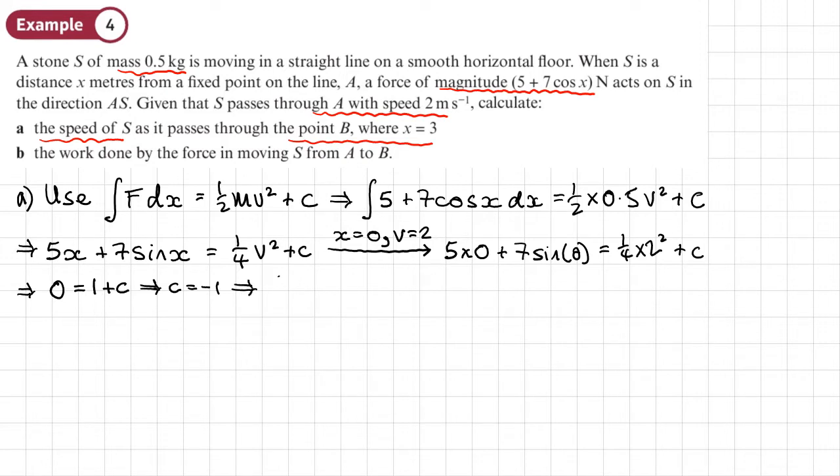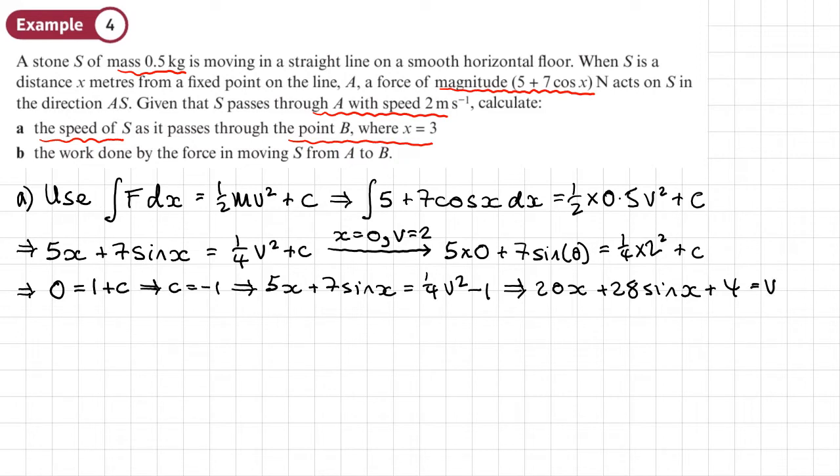So our full expression is going to be 5x plus 7 sine x equals a quarter v squared minus 1. Now since we're trying to find the speed of S, we're trying to find v, it'll probably make sense at this point to make v or v squared the subject. So we'll start by multiplying both sides by 4. So we'll have 20x plus 28 sine x, and then we'll move the 1 across as well, times that by 4, so it becomes plus 4 is equal to v squared.